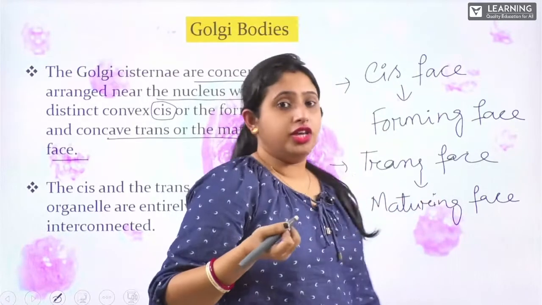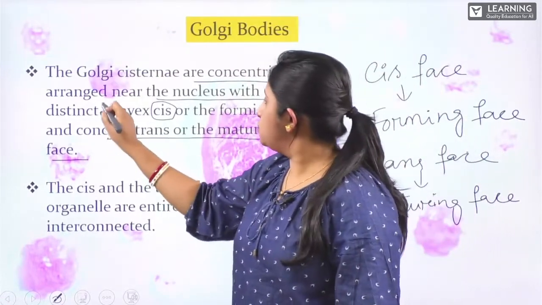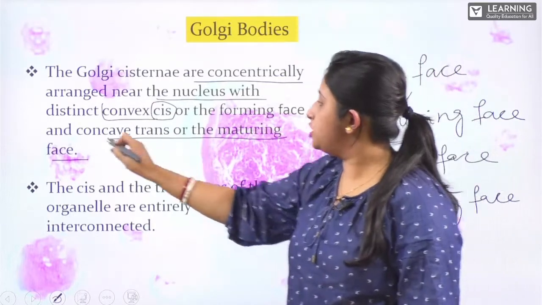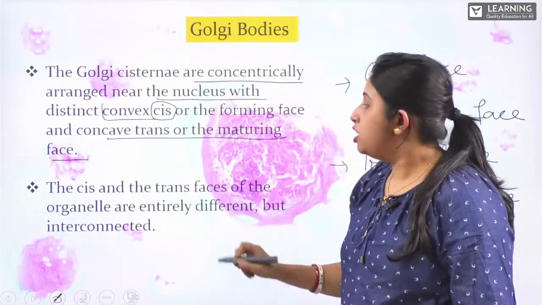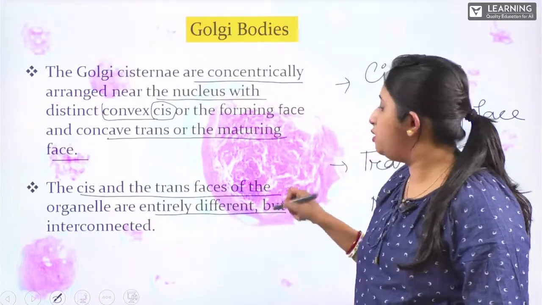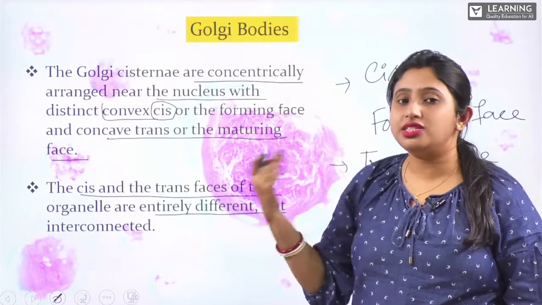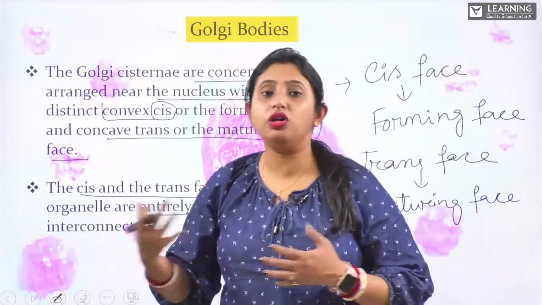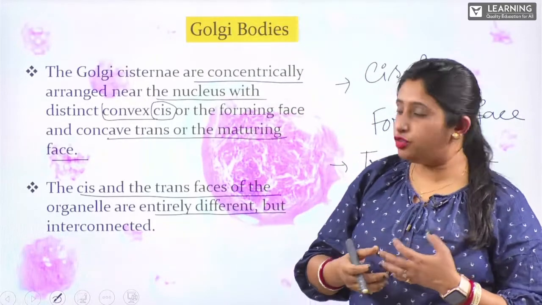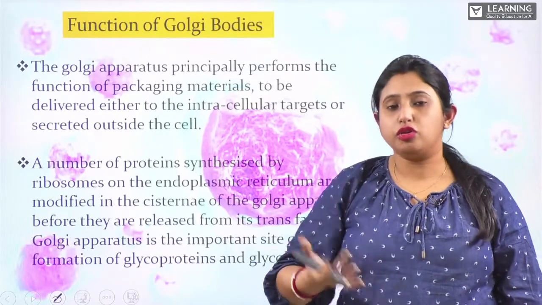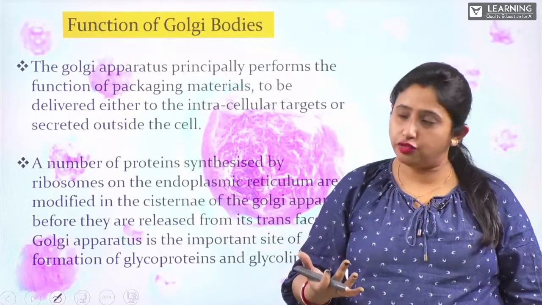So this cis phase, what is it known as? It is also known as convex, and the trans phase is also known as concave. The cis and the trans phase of the organelle are entirely different but interconnected. They are different from each other, but both help in the formation of the protein in the cell, that is, in the process of transportation, storage and modification of the protein.